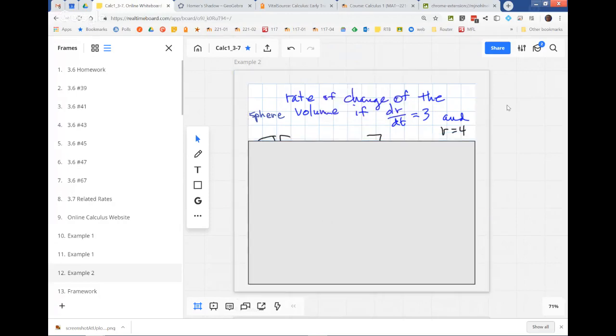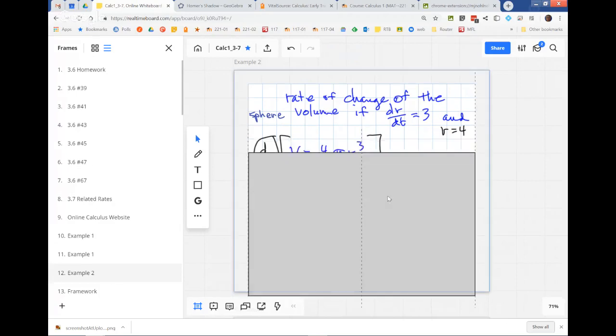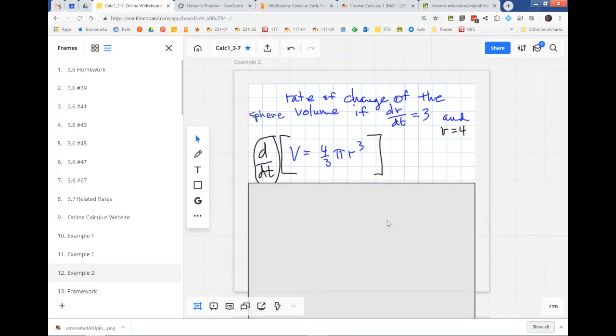So now they didn't give us the formula. You guys remember? What's the volume of a sphere? You remember the formula for that? Maybe not. It's volume equals 4/3 pi r cubed. And once again, we're differentiating with respect to time.